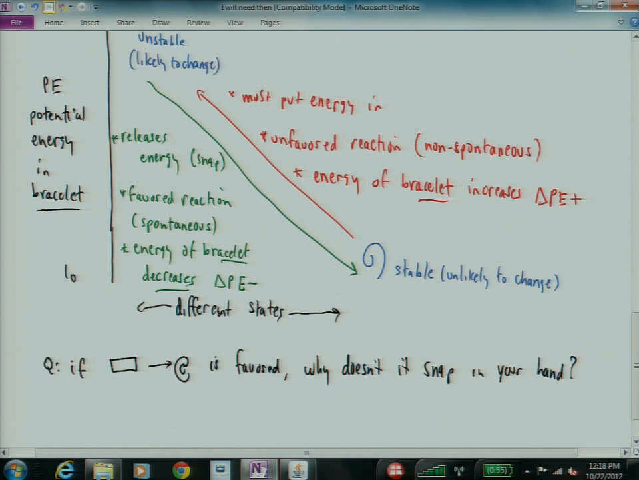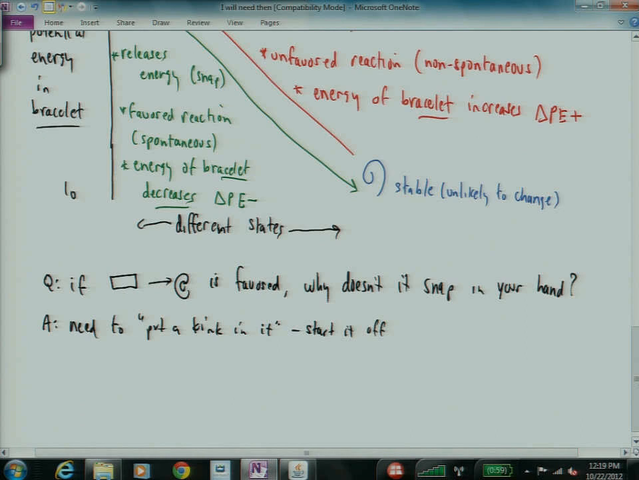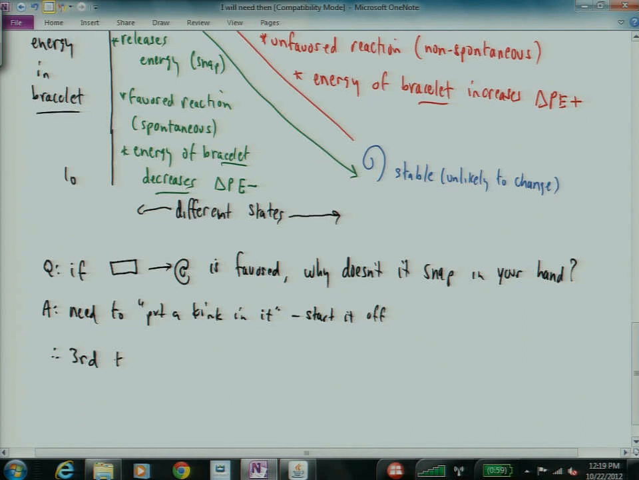So my question is the following. You need to put a kink in it. All right, you got to start it off. So, therefore, there's a third transient state. What do I mean by transient? You cannot keep it in that kink state. It will snap on you, right? It only stays in that kink state for a split second. So that's what I mean by transient. It's a third transient state.